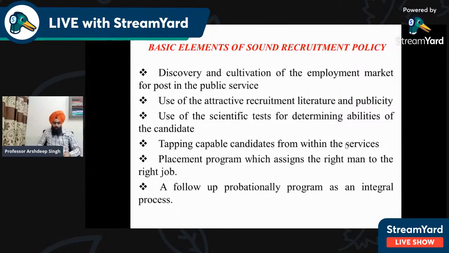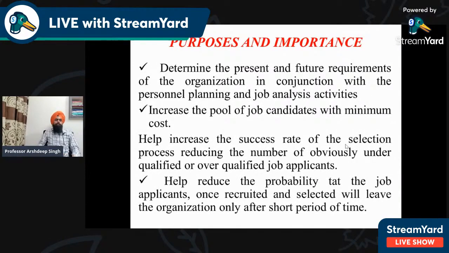Okay, so these were the basic elements. Next is the purpose and importance of recruitment. First is to determine the present and future requirements of the organization in conjunction with personnel planning and job analysis activities. So what recruitment does is tell us the present requirement and what should be the future requirement of the specified organization in terms of employment.